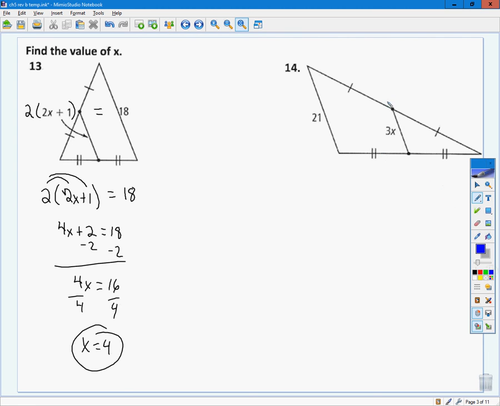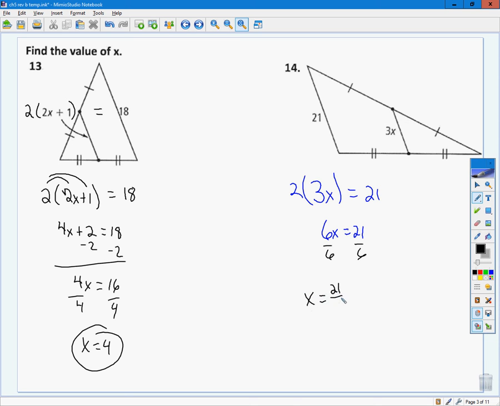Come over to the other problem. I can see that the 3x is a midsegment because it's connecting the midpoints. It takes 2 of them to be equal to the side that it's parallel to, 21. So I have 6x is equal to 21. I would divide both sides by 6.